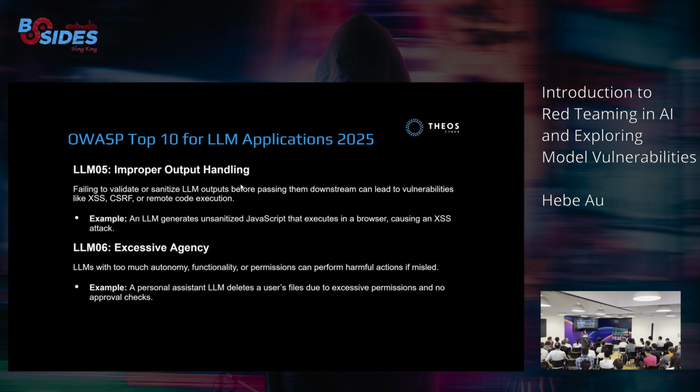So the next one, excessive agency. If the model has a lot of functions and a lot of permissions, and you're a developer using this model, if you don't do proper control, then you may allow some people to ask your model to do some harmful actions.